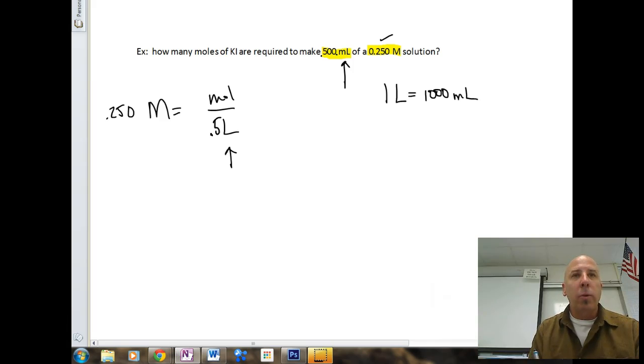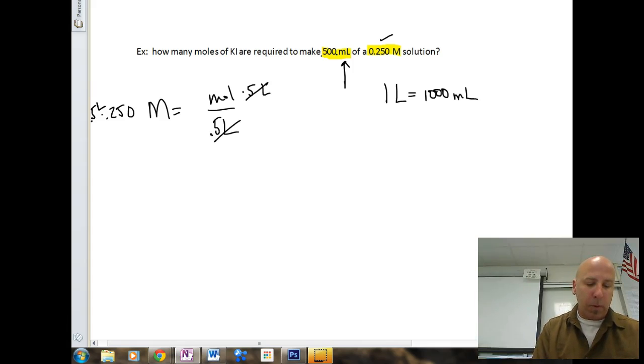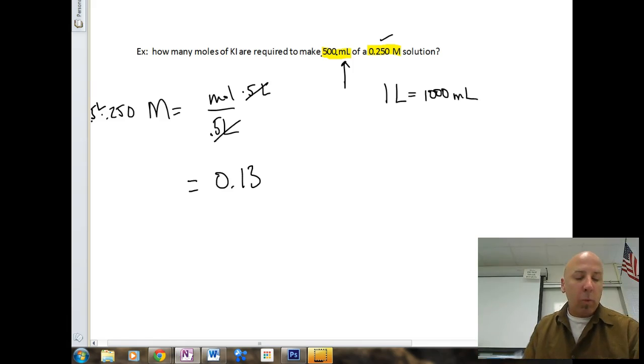Now we have 2 of the 3 variables we need, and we're going to solve this equation for moles. We multiply both sides by 0.5 liters, and the 0.5 liters cancels on the other side, so algebraically we've solved it. We take 0.5 and multiply it by 0.250, and we get an answer of 0.125. We'll round off to 2 sig figs here.